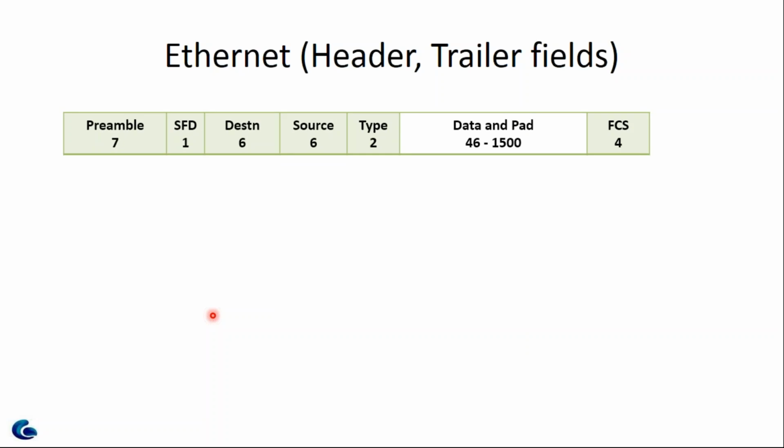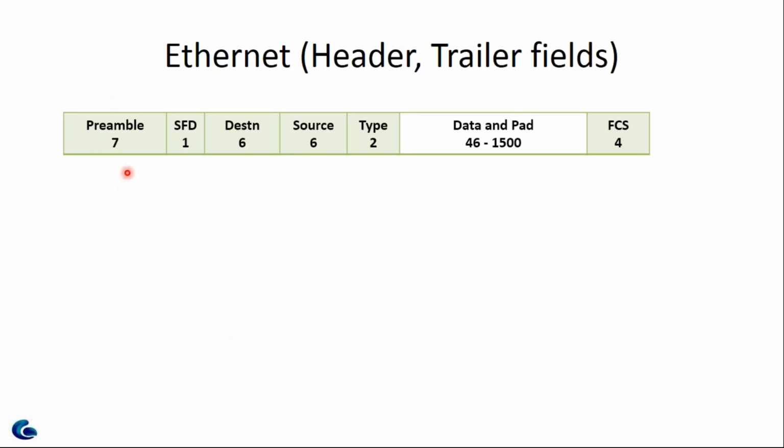So let's head straight to the layer 2 part, because we are coming from the application layer. We finished application, transport and network. Now we are coming to layer 2, and it's appropriate to talk about the protocol header and trailer. So this is an Ethernet header and trailer.